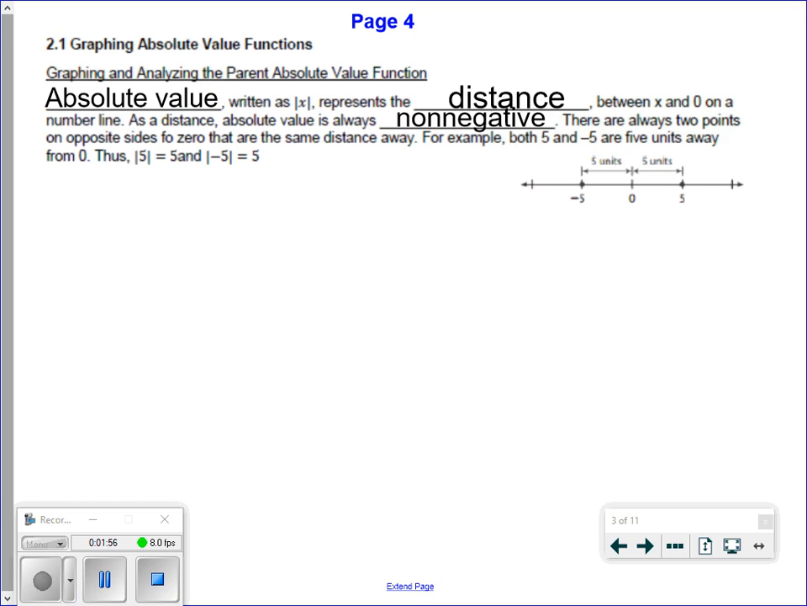All right. So there's always going to be 2 points on opposite sides of 0 that are the same distance away. For example, 5 and negative 5, they're both 5 units away from 0. So the absolute value of 5 is 5, and the absolute value of negative 5 will also be 5, since negative 5 is only 5 units away from that 0.